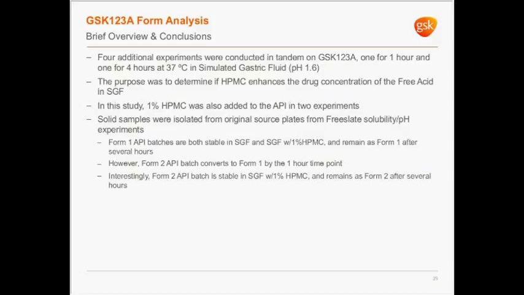By using the Agilent 1100 HPLC and the Thermo Scientific FT-Raman, we concluded that Form 1 is the most stable form of this API. With and without HPMC, the drug remains as Form 1. However, the Form 2 batch converted to Form 1 after only 1 hour of mixing. And when we added 1% HPMC, which is such a trace amount, really, we found that the Form 2 API did not undergo a conversion even after 4 hours of mixing at 37 degrees.